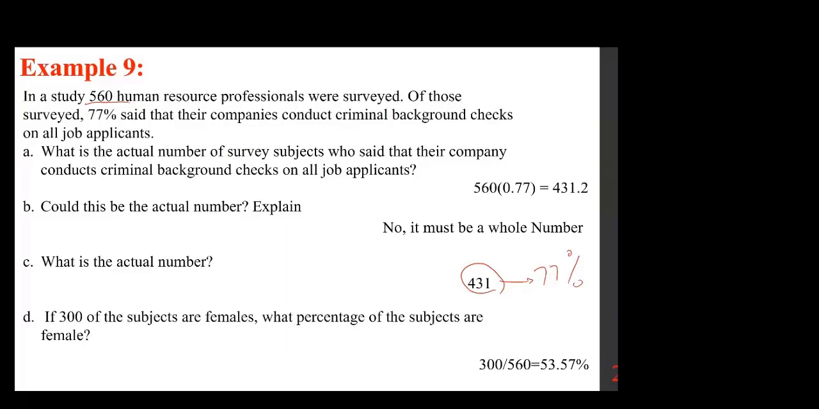But all subjects. I understand, but if it asked of the ones who said that they do criminal background checks, how many were female? We don't know. Oh, we wouldn't be able to do that? No, this question doesn't tell you. It tells you that out of 560, 77% said this is the case. If you assume the 77% pertains to both males and females as an approximation, then you can multiply 77% times 300 and say, okay, that's the number of females who said so. Does that make sense? Okay, all right, thank you.